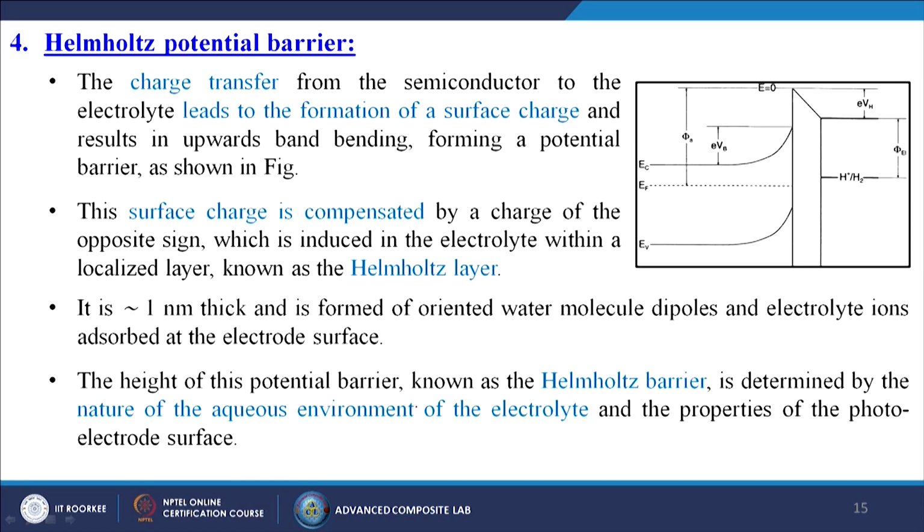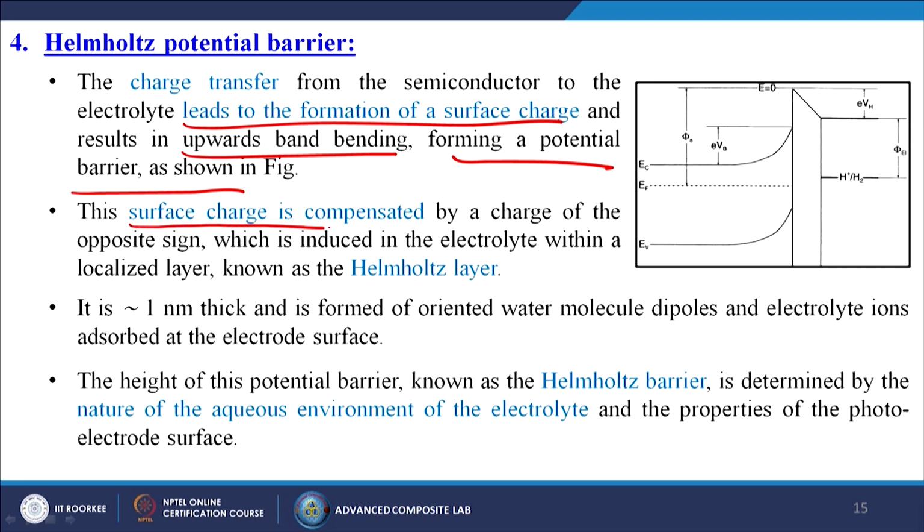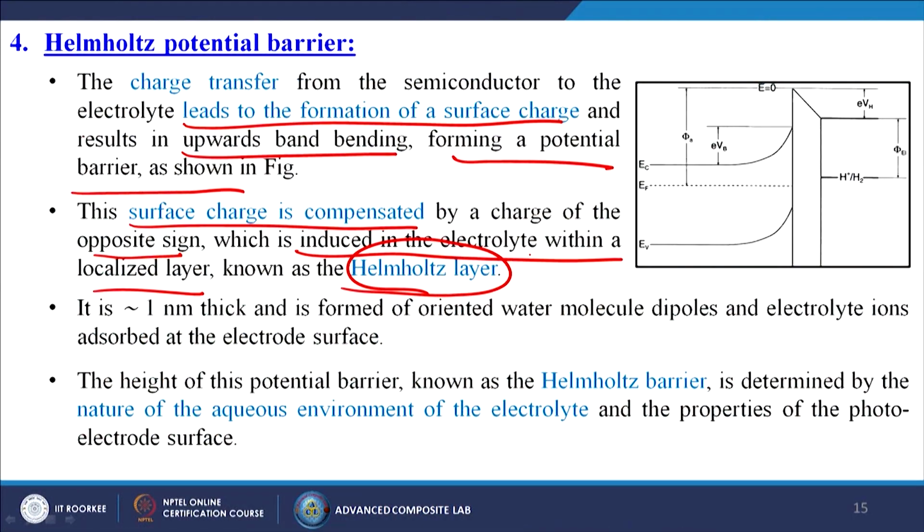Next, the fourth one is called the Helmholtz potential barrier. The charge transfer from the semiconductor to the electrolyte leads to the formation of a surface charge and results in upward band bending, forming a potential barrier as shown in this particular image. This surface charge is compensated by a charge of the opposite sign, which is induced in the electrolyte within a localized layer known as the Helmholtz layer. So, in this particular case, what is happening? As I told you already, the surface charge is compensated by a charge of the opposite sign. So, if one is minus, the same equivalent plus will be there, induced in the electrolyte within a localized layer.